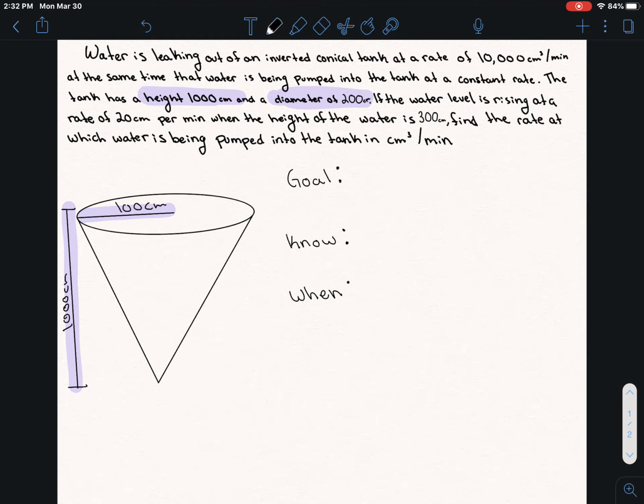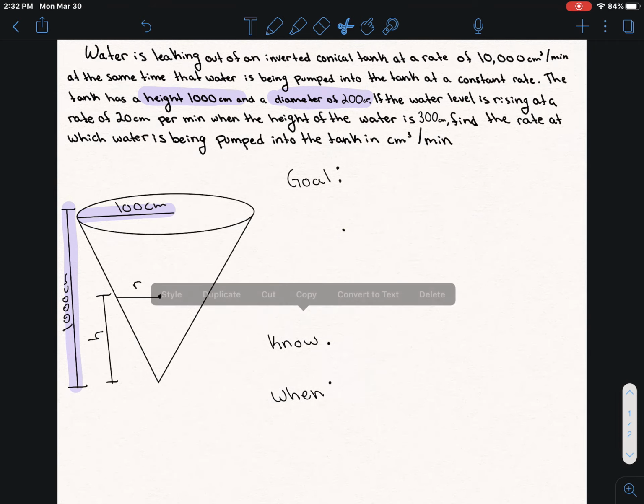From here, as we read on in the problem, we know that water is being filled into the tank, but we don't quite know how high or how much of it. So we're going to say that we have another r right here, and that water has a height of h.